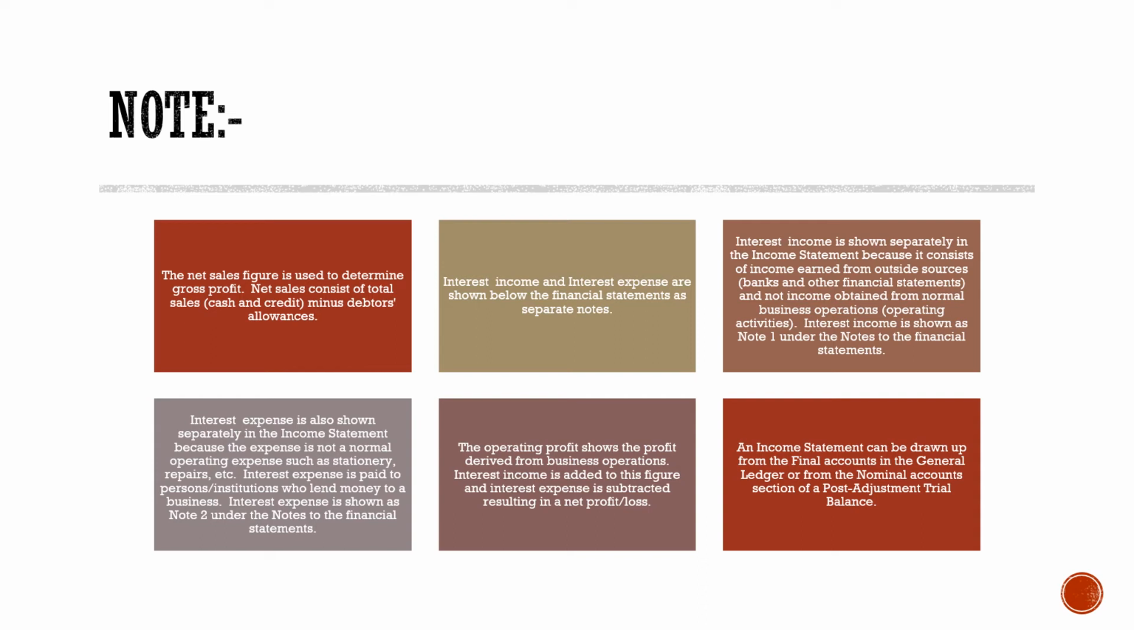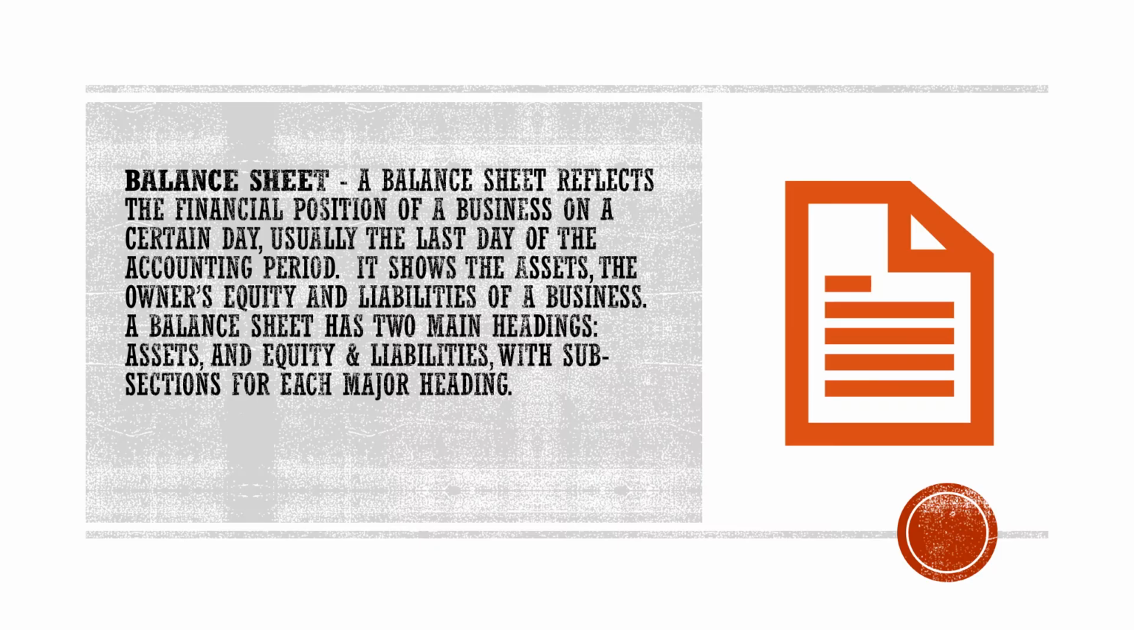Operating profit shows the profit derived from business operations. Interest income is added to this figure and interest expense is subtracted, resulting in a net profit or a loss. An income statement can be drawn up from the final accounts in the general ledger or from the nominal account section of a post-adjustment trial balance.